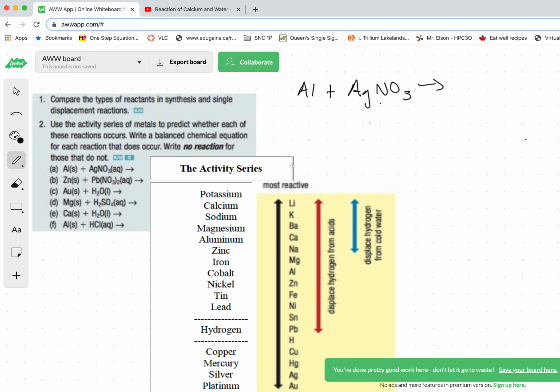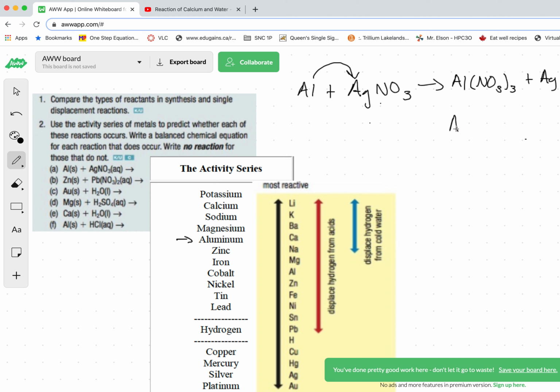So all you need to do is find aluminum, the metal, on the activity series, and then find silver, which is down here. And so yes, aluminum is higher than silver, so aluminum will replace silver in that compound. So the new compound becomes aluminum nitrate and leaves silver on its own.